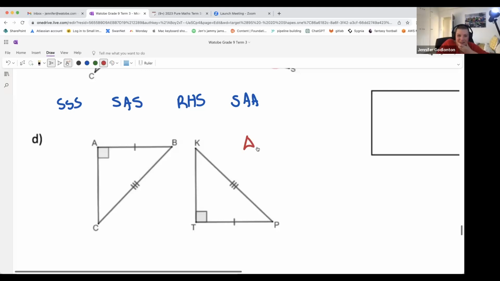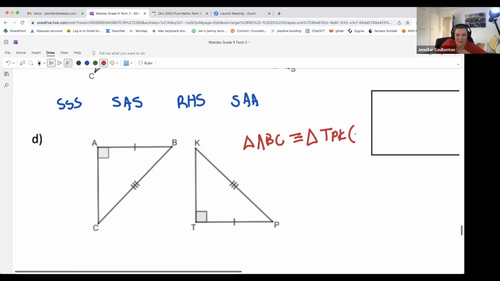Okay. I'm first going to say triangle ABC is congruent to triangle KTP. Careful. Make sure the angles are the same. TKP. There we go. T. And then TPK. There we go. TPK. You got it. And what would our reason be here?